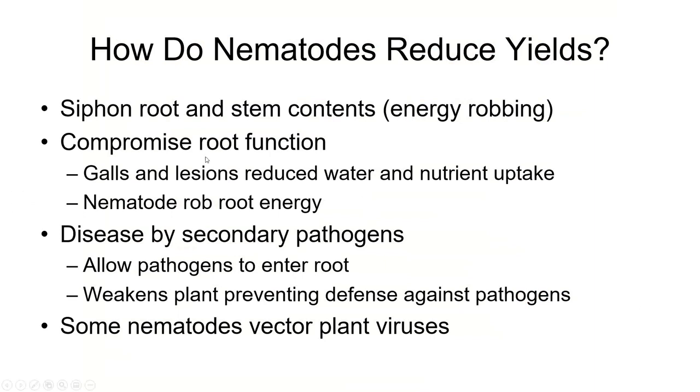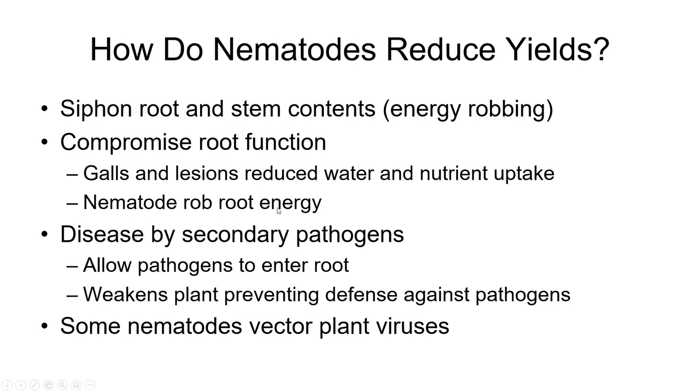So one of the things they do is they siphon the root and stem contents, okay? And they, in effect, are robbing the plant of its energy that is produced through photosynthesis. Okay, this will result then in a compromise in root function, and that's particularly water and nutrient uptake. Okay, nutrients, talking about nitrogen, phosphorus, potassium, and so forth. So you can see this, nutrient uptake and water uptake. What more can you ask of a root to do? That's just one of its main purposes, right? And the nematodes will compromise that.